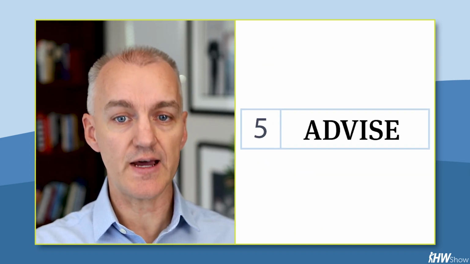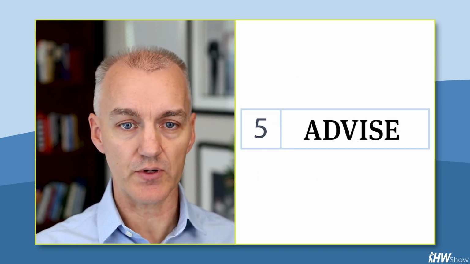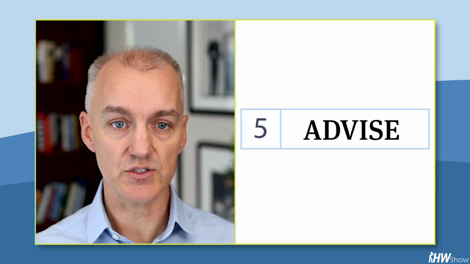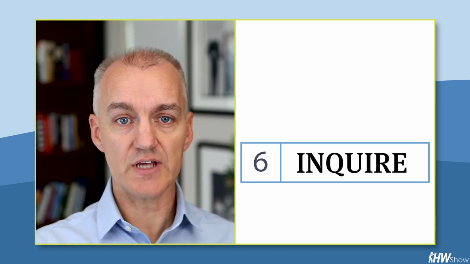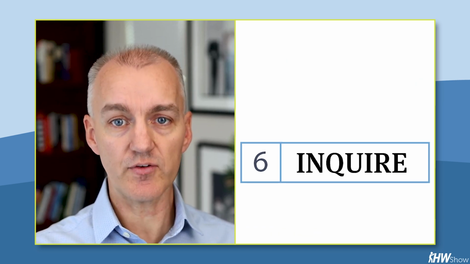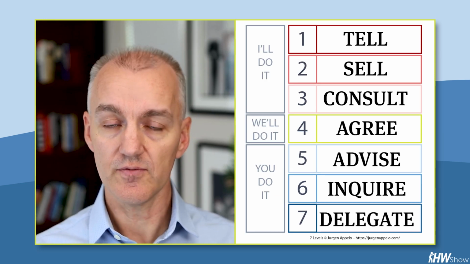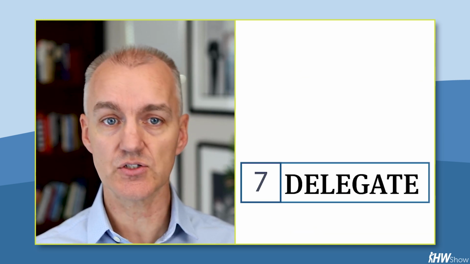Level 5 is advise. This is the mirror image of level 3. Now, it's your decision, but I want you to seek my advice before you make the decision. Level 6, a mirror of level 2, is you decide. We call this inquire. But after you've made the decision, I'd like to be able to ask questions about it to make sure we're aligned. And finally, level 7 is delegate. It's totally your decision.